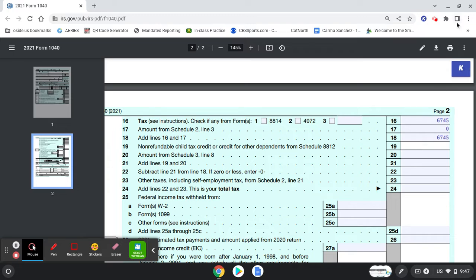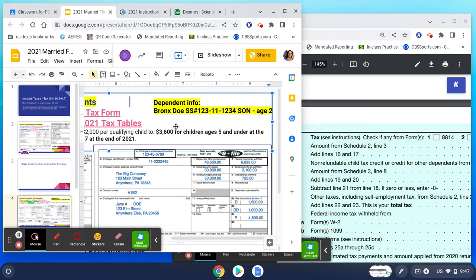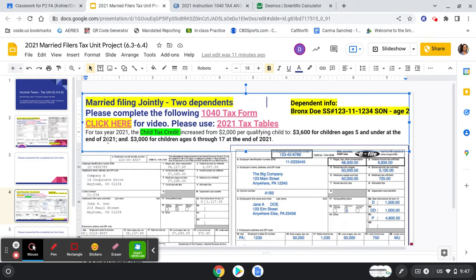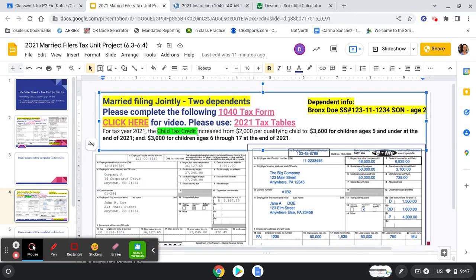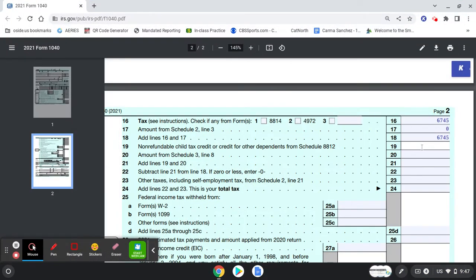Non-refundable child tax credit. Here's what changes with a dependent. So we have a kid. We have a kid who's age 2, and it says right here, what are the rules? I just copied and pasted from the IRS tax website. For the tax year 2021, the child tax credit went from $2,000 up to $3,600 per child for children age 5 and under. So we get $3,600 credit right there for having a kid. Look at that. Another great reason to have a kid. So we get a nice big fat $3,600 credit right off.